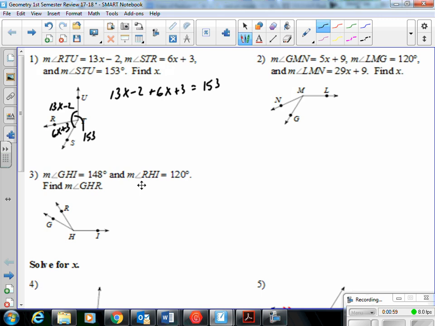So combine our like terms, 13x plus 6x, 19x, negative 2 plus 3, plus 1, equals 153. And subtract 1 from both sides. 19x equals 152. And then divide by 19. Which is going to be 8, I believe.